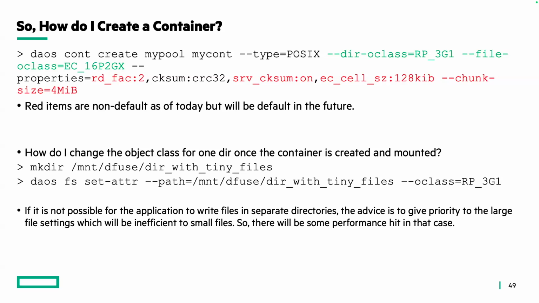because otherwise, if you go with a small file setting, you'll run out of space in some cases. So go with the large file settings. There will be a small performance hit for tiny files, but that's unavoidable in that case. If you can separate large files and tiny files into separate directories, you can use this mechanism, and that will be perfect.